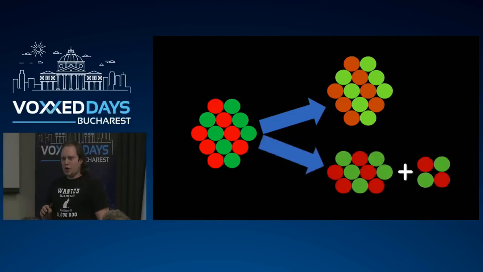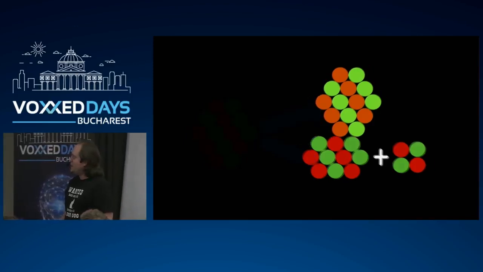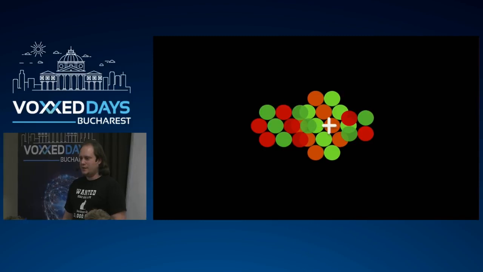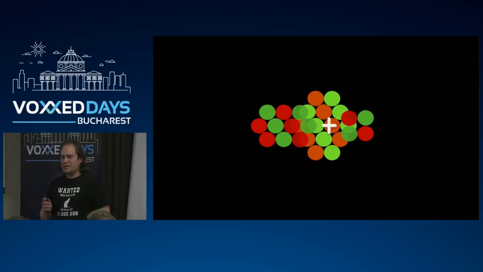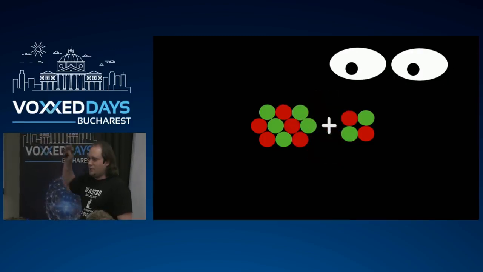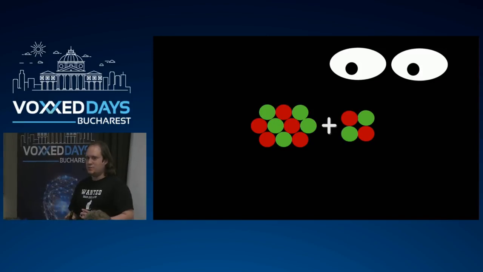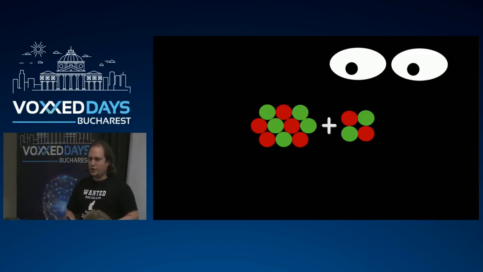According to the Copenhagen interpretation of quantum mechanics, it can be both at the same time. That is, it can be both at the same time until we actually measure it. Now, don't be confused by those eyes. I'm not stating that there's any connection between consciousness and physics. Looking is one way of measuring it, but anything that relies on it being in one state or the other counts.